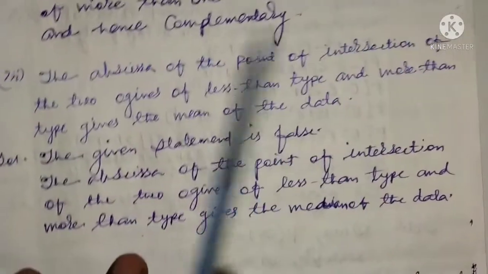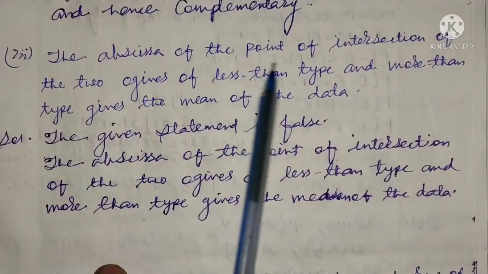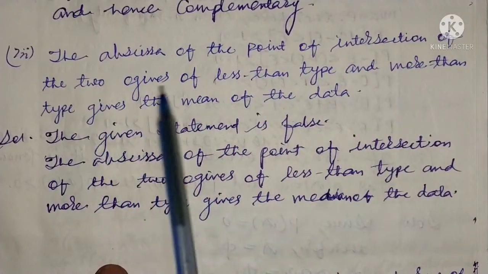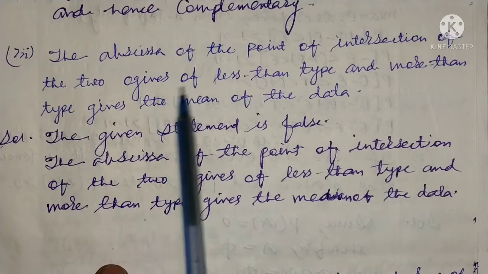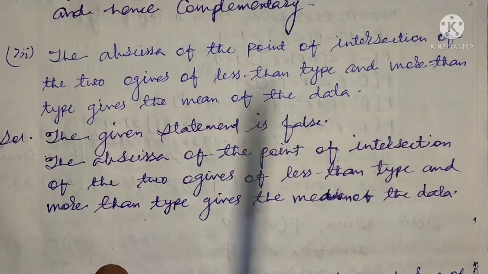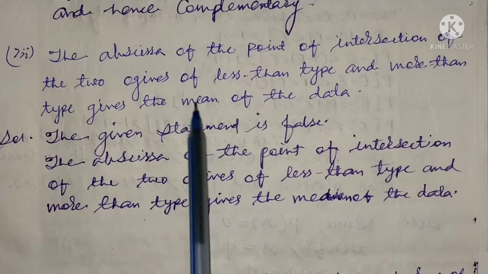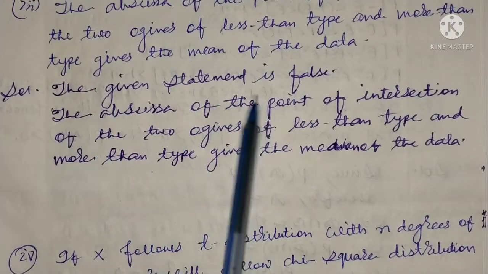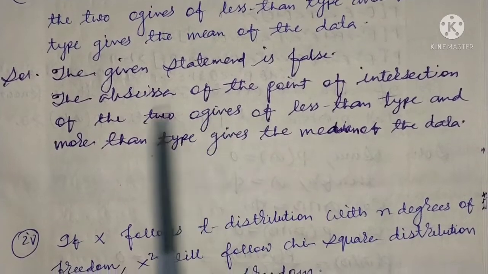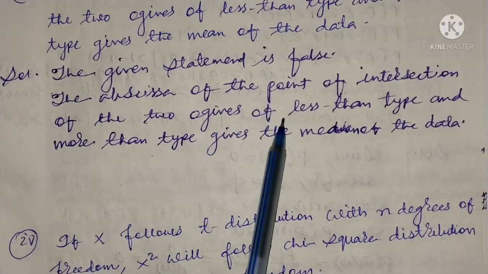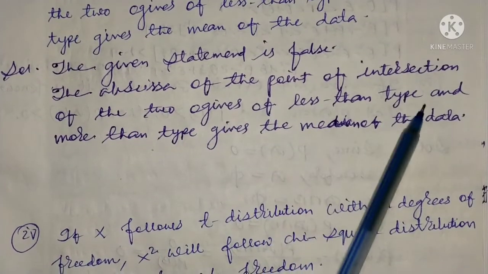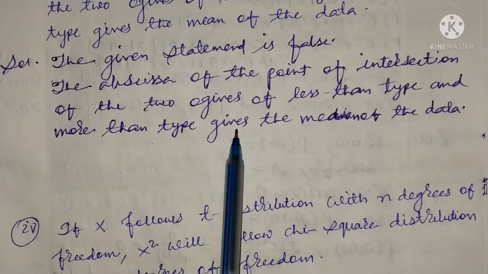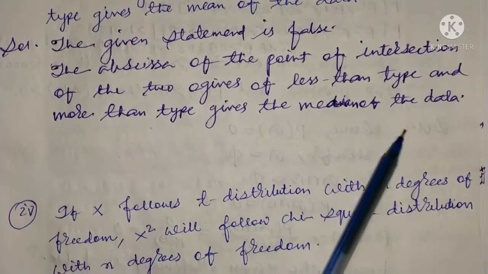After this, the third is: the abscissa of the point of intersection of the two ogives of less than type and more than type gives the mean of the data. So we will say the given statement is false. The abscissa of the point of intersection of the two ogives of less than type and more than type gives the median of the data.